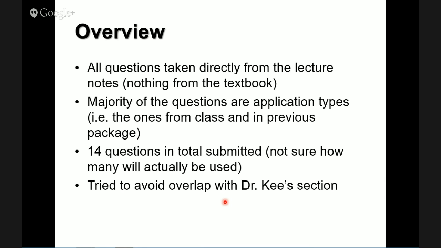The majority of the questions that you'll see on the midterm tomorrow are the application types, at least from my section. I had submitted 14 questions in total. I don't know how many are actually going to be used. How many questions were you told you were going to get on the midterm? 26. Okay, I'm not really sure what that means. I gave 14. I'm not sure if that means that 12 or 13 are going to be used, or whatever number of questions is going to be used, or if Dr. Key only has 12. Did he give you more of a breakdown of how many questions?